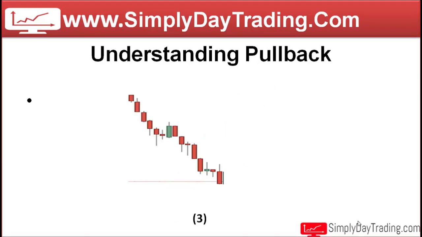Let's see chart 3. Here we have a pullback in a downtrend. The market was moving initially down. Then a bullish candle was formed, the green candle. And then the market moved towards the upside, which is against the dominant trend, that is the downtrend. And the downtrend resumed back. Hence, the green arrow represents a pullback in the downtrend.